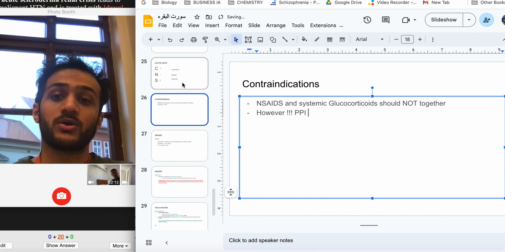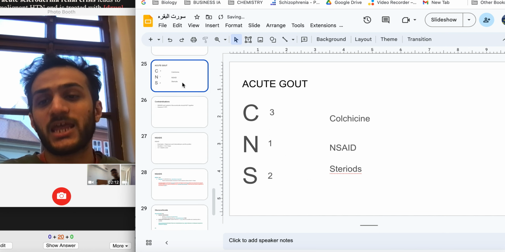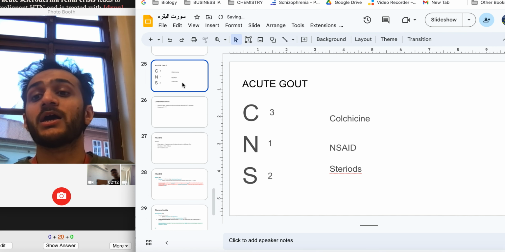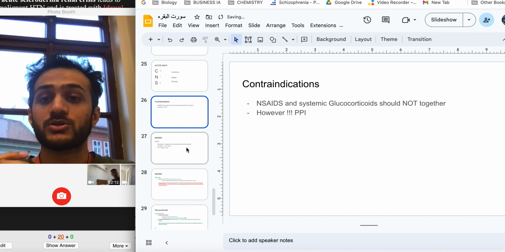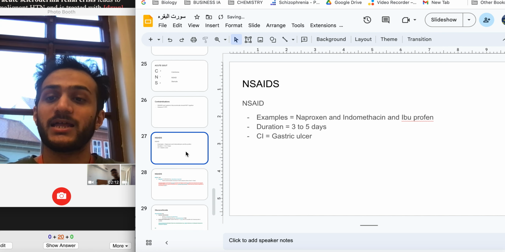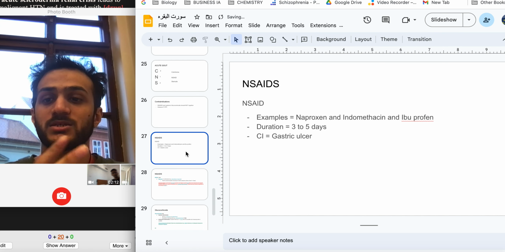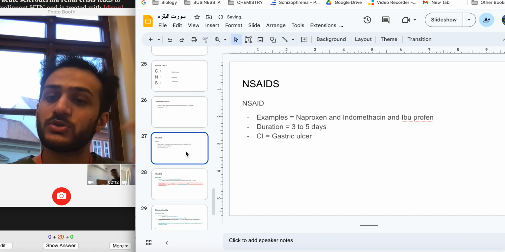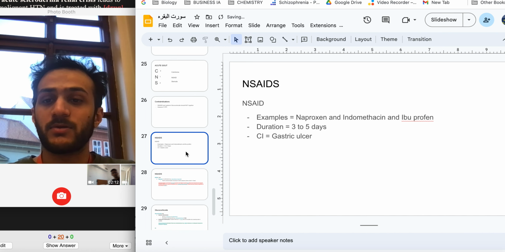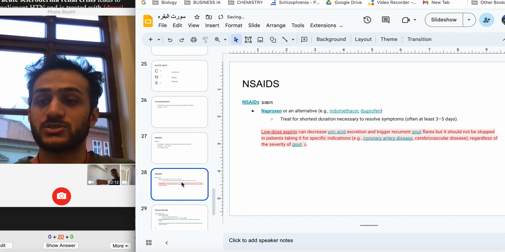So here's, guys, a quick overview. In the mnemonic C and S, NSAIDs are the first choice, steroids the second choice, and colchicine the third choice. NSAIDs can be naproxen, indomethacin, ibuprofen. We usually give these as acute treatment in the first 24 hours, for a 3 to 4 day period. The contraindication is obviously gastric ulcers.